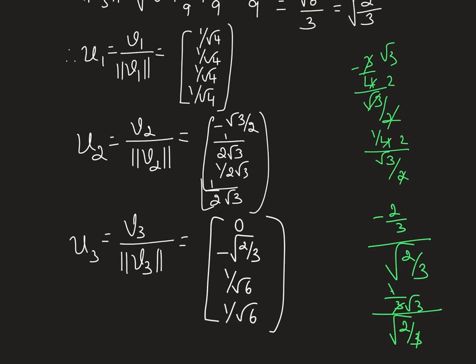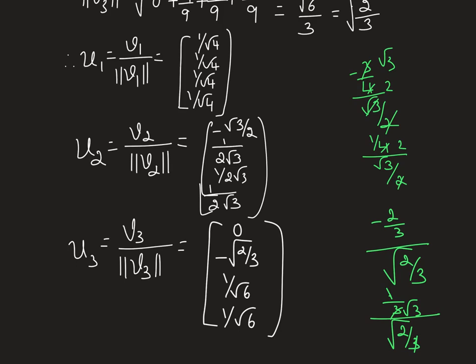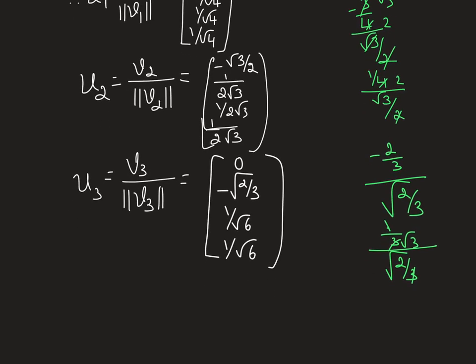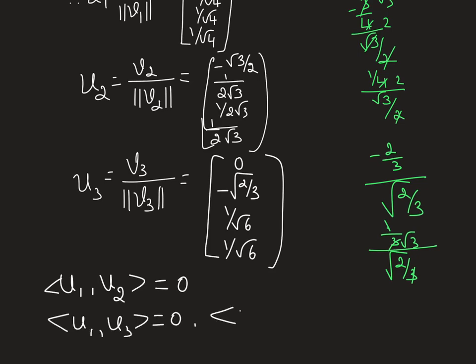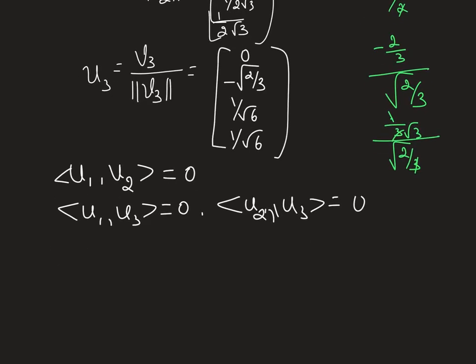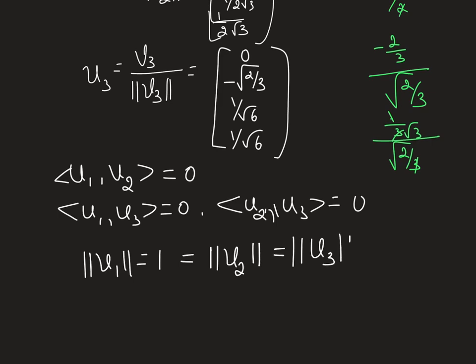We also check whether these vectors are orthogonal or not. Let's check that u1, u2 is 0, u1, u3 is 0, and u2, u3 is 0. So u1, u2, u3 are orthogonal. Also we have to check that the norm of u1 should be 1, equal to the norm of u2 and the norm of u3. Let's take one check here.